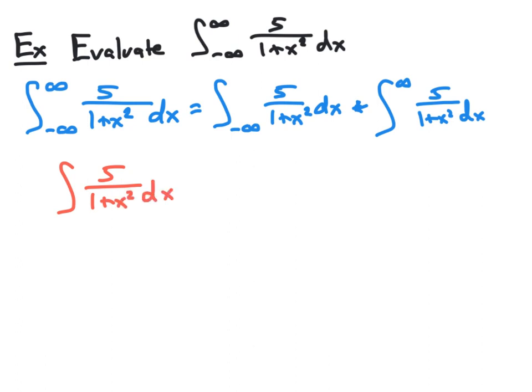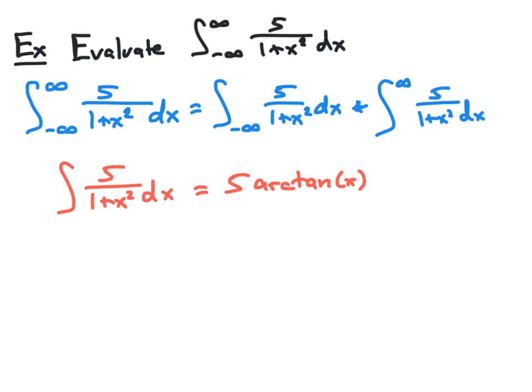So the function 5 over 1 plus x squared. And this one is actually a relatively simple one. We know that the arctangent of x is an antiderivative for 1 over 1 plus x squared. And so multiplying by a constant of 5 does the same thing here. So this antiderivative is going to be 5 times the arctangent of x.